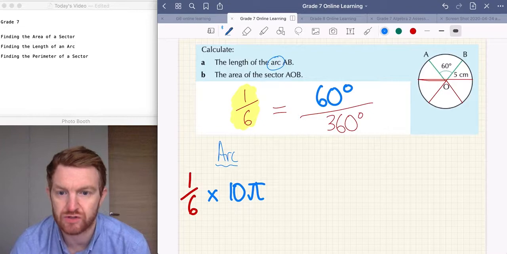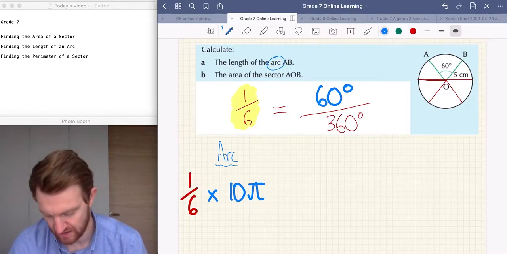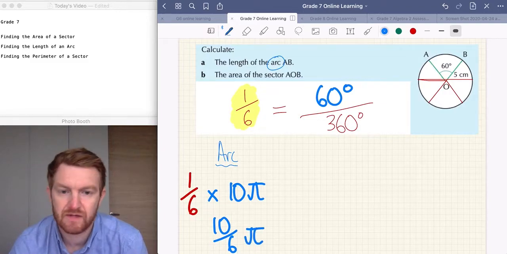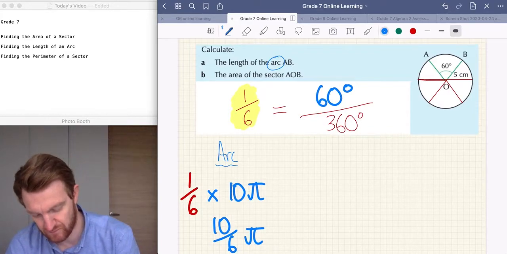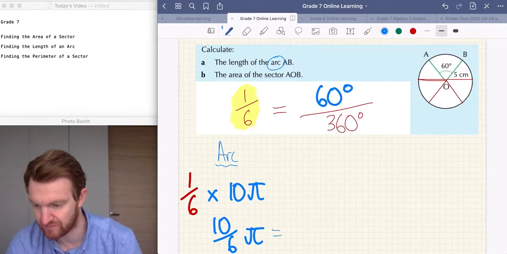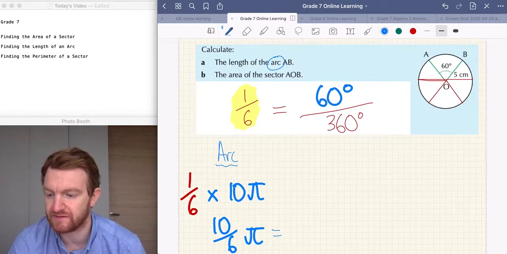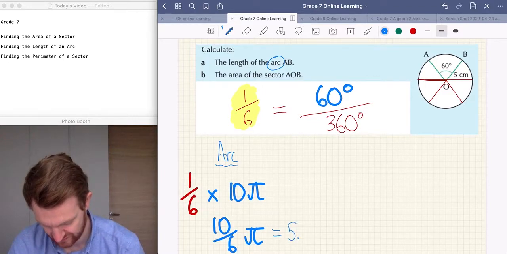Literally, I take the whole circle, 10 pi, and I cut it in 6. And when you type that into your calculator, it will give you something that looks like this. And if you want to leave your answer like that, that's absolutely fine. But some of you may not be comfortable with that, so if you were to type that in, 1/6 times 10 pi, it will give you that as a fraction. It would also give you 5.24 centimeters as a decimal.